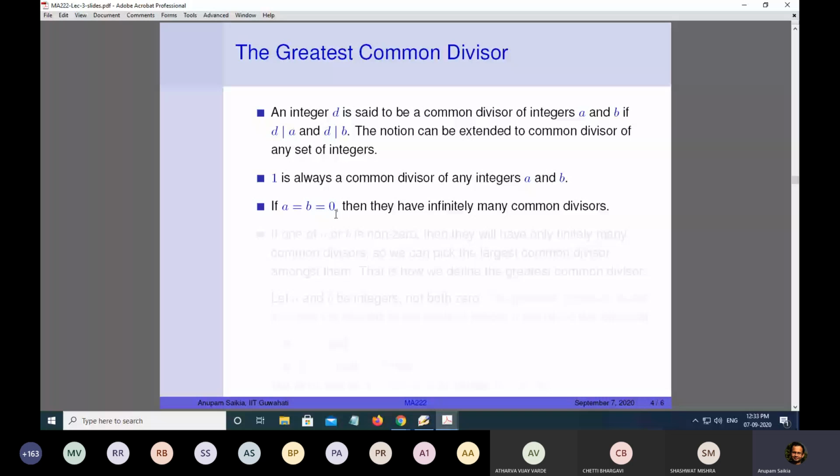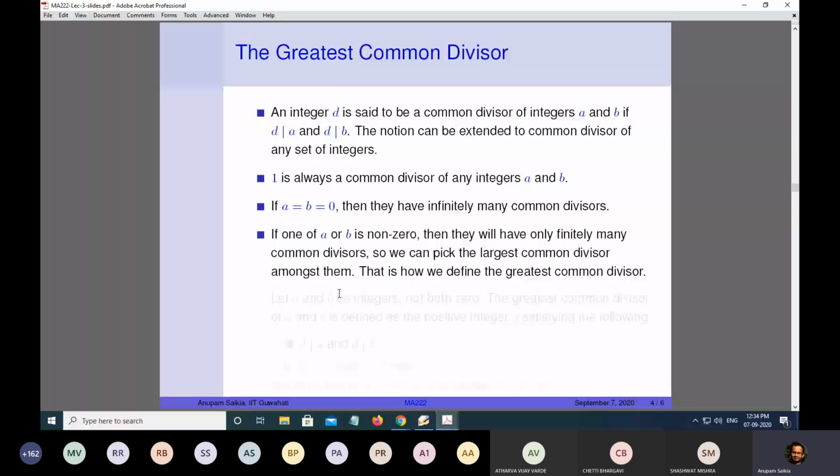But if you leave out that trivial case, even if one of them is non-zero, the other can be 0 also, but their common divisors will be finite. The set of common divisors will be a finite set, and in a finite set we can always pick the maximum element, the greatest element. That is called the greatest common divisor, or the GCD. So if one of them is non-zero, then they will have only finitely many common divisors, so we can pick the largest common divisor, and that's the GCD.